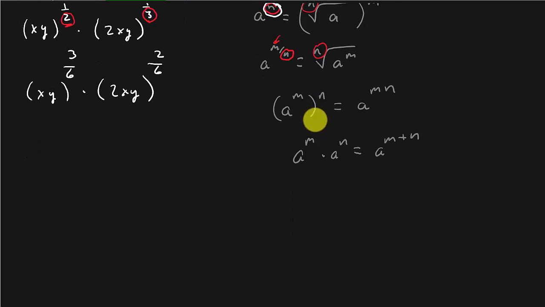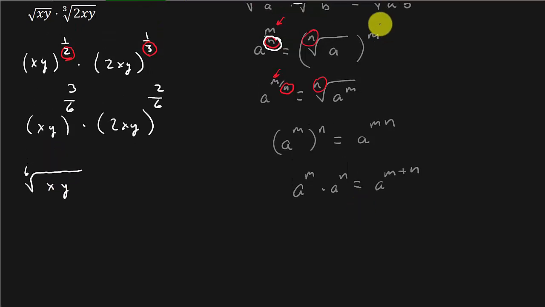All right, now let's change these back to radical form. So this is going to be the 6th root of xy. Now remember, I can put my exponent, this 3 here, this numerator, I can put it outside, or I can raise the part underneath the radical to that power. And I'm going to raise the part underneath. And then that's going to be times the 6th root of 2xy squared.